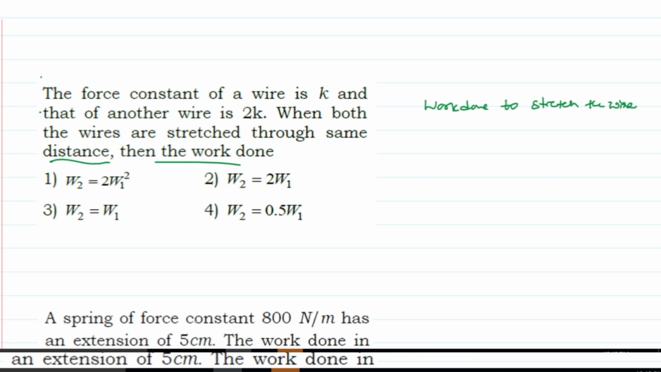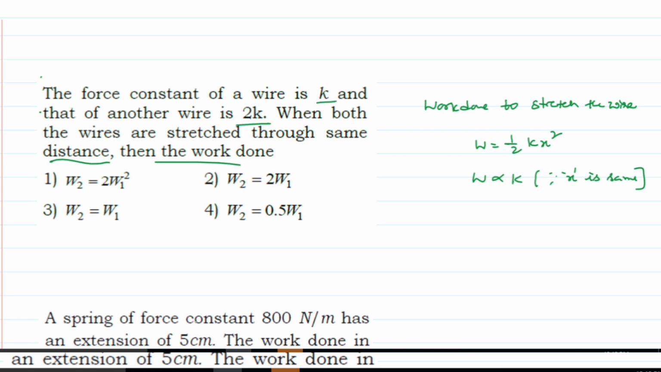Work done to stretch the wire, W, equals half kx square. Now work done is directly proportional to K. Since for both the bodies x is the same displacement, one force constant is given as K, another force constant is given as 2K.